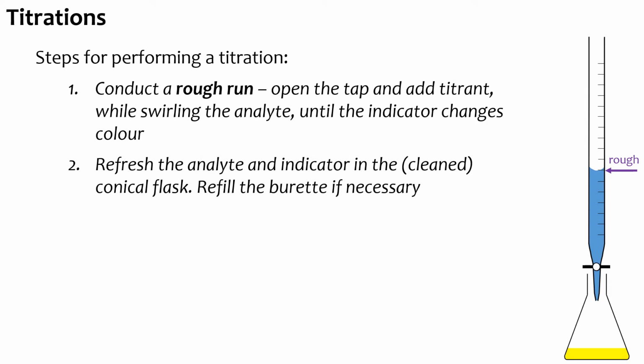Next step, we need to refresh the analyte and the indicator in the conical flask, which you would need to clean. So you'd tip away the yellow solution that we've got currently, rinse out that flask well with distilled water, and put another 25 centimeters cubed of the analyte and add some indicator. We'd then need to refill the burette if necessary.